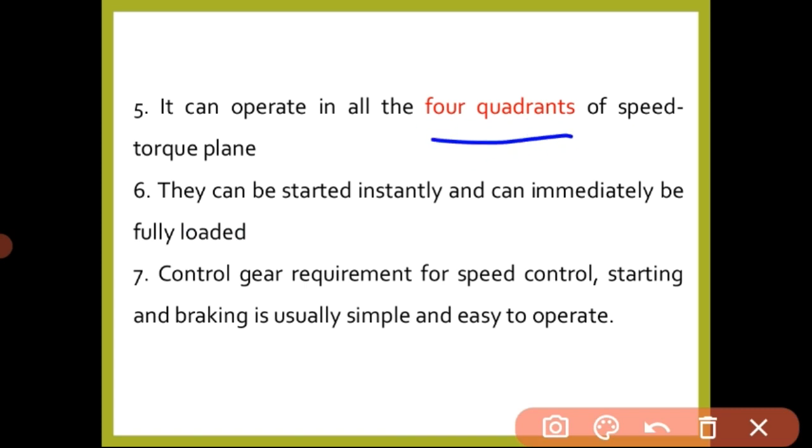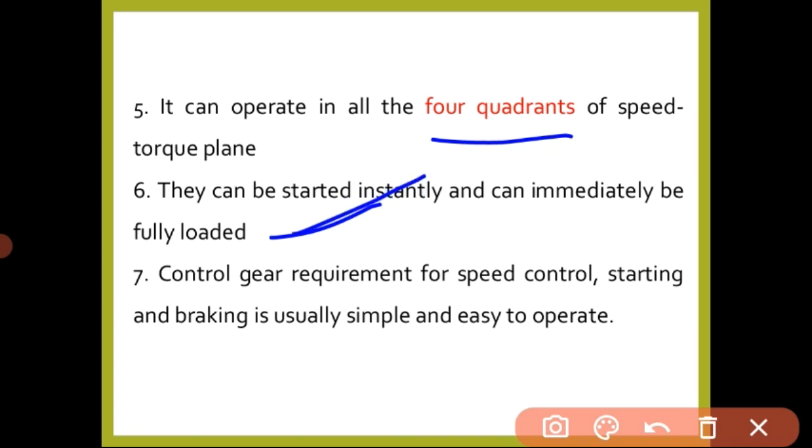They can be started instantly and can be immediately fully loaded. As we know, the electric motor is started instantly and we can put the load on the machine instantly. We can't wait more time, we can put it on instantly. This is one more advantage.